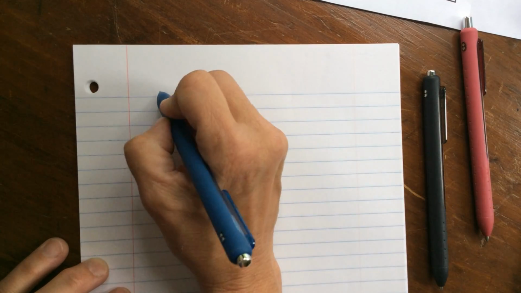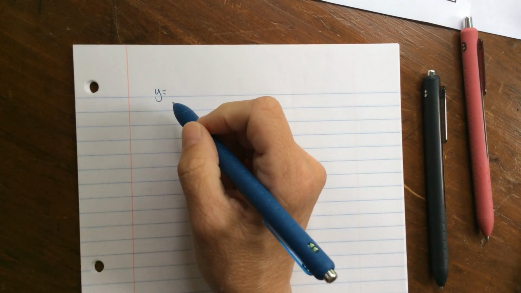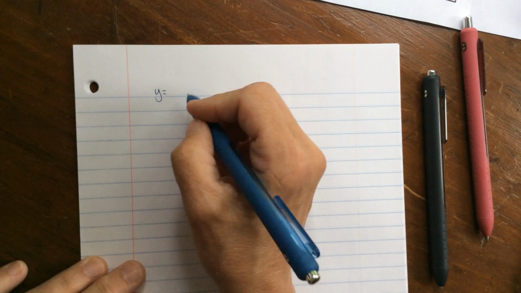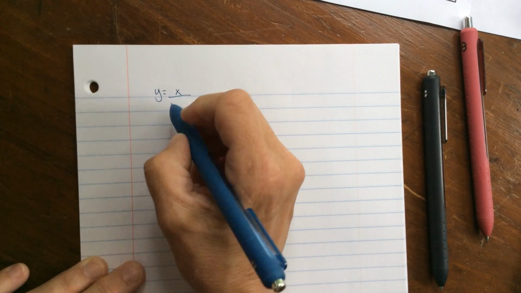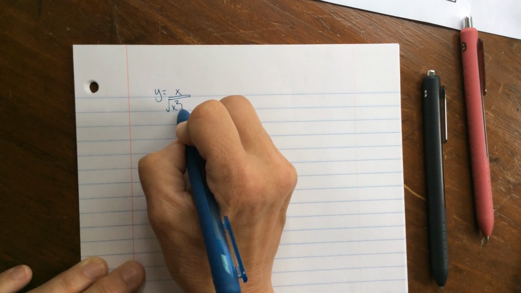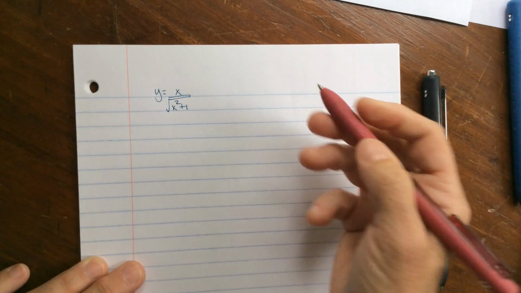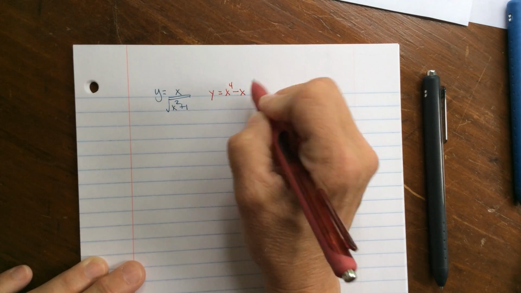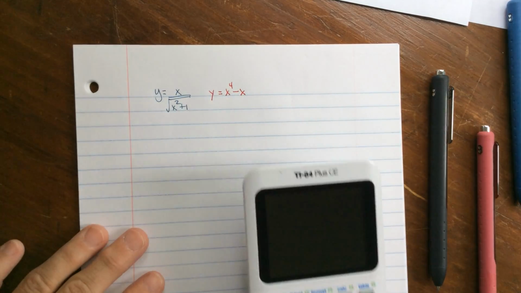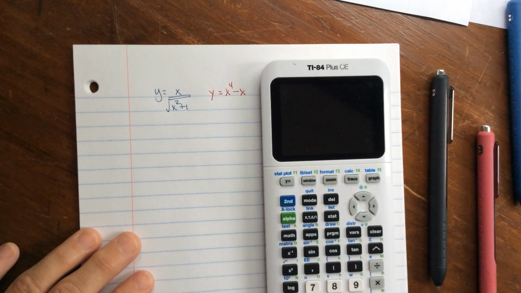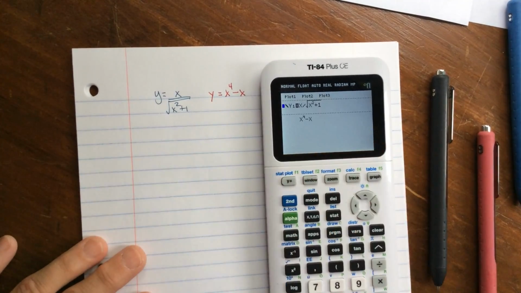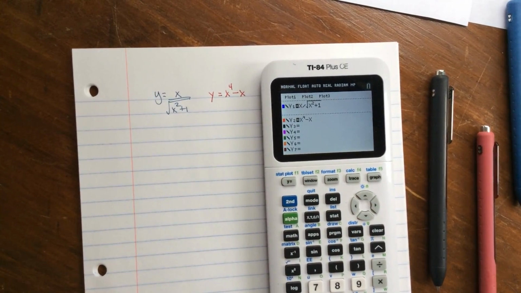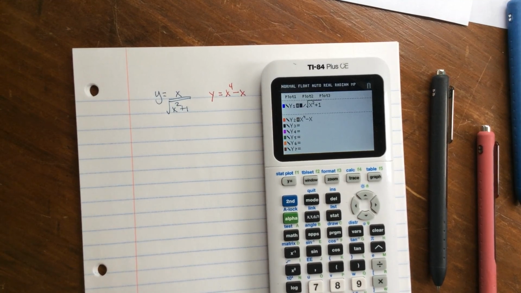So the first equation that we have, or function, is y equals x over the square root of x squared plus 1. And the second one, y equals x to the 4th minus x. Okay, so I want us to look at the graph of this. And it just so happens that I've already put the equations in my y equals.